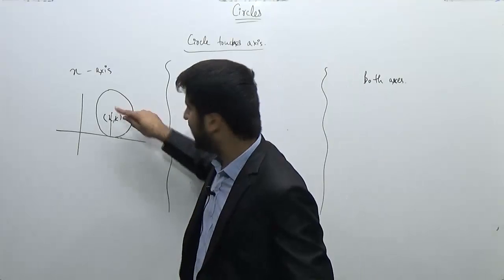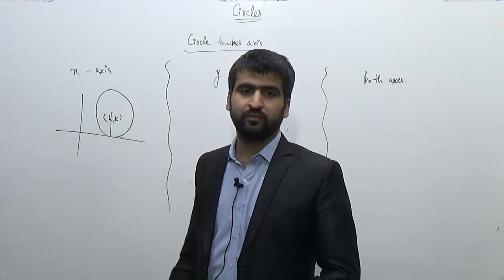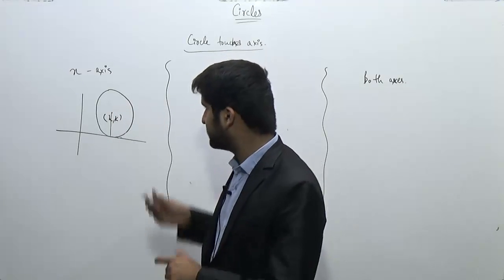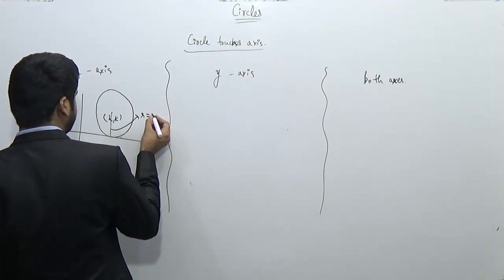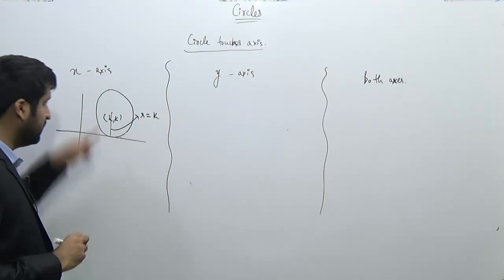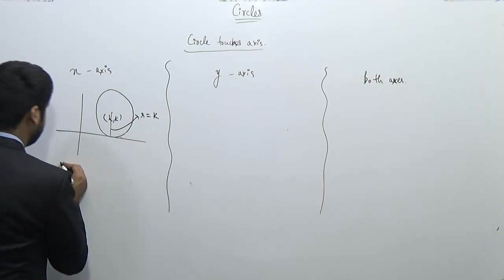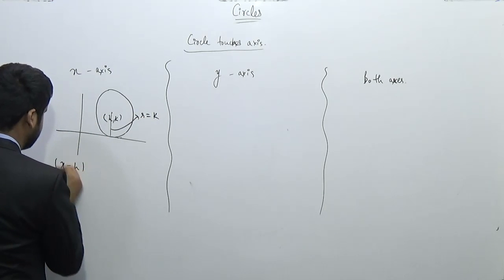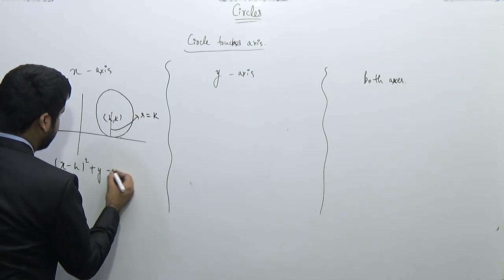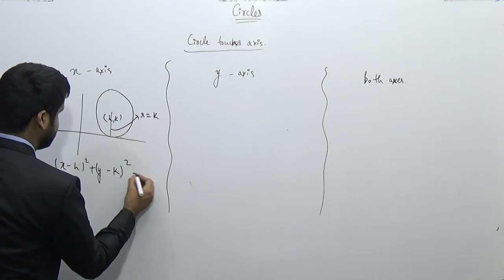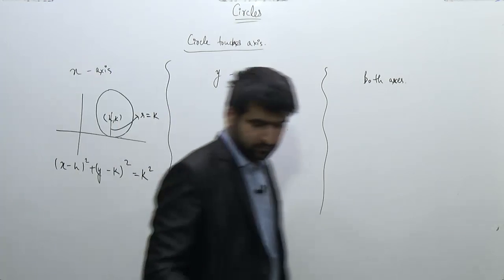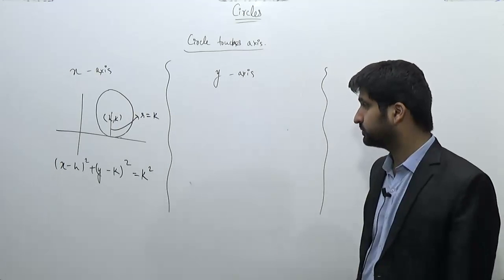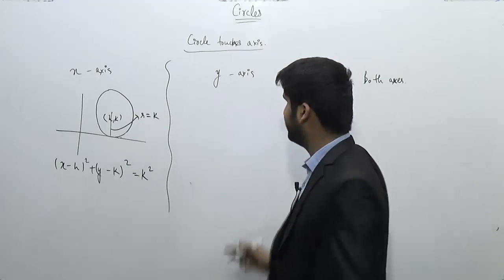Now the distance of the center above the x-axis will give you the radius. Therefore, the radius in this case will become k. So we can say that the equation of this circle will become (x minus h) whole square plus (y minus k) whole square is equal to k square. Right? So this is the condition if the circle touches the x-axis.